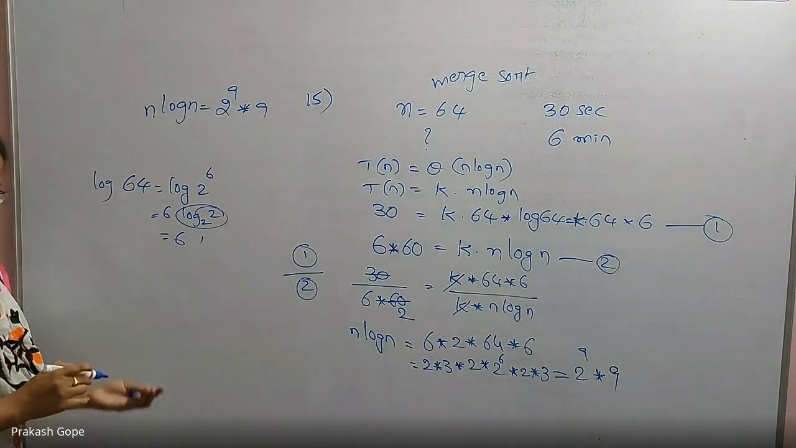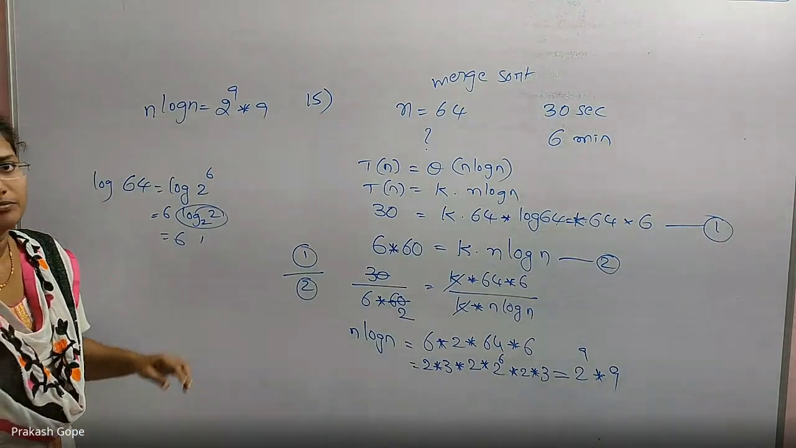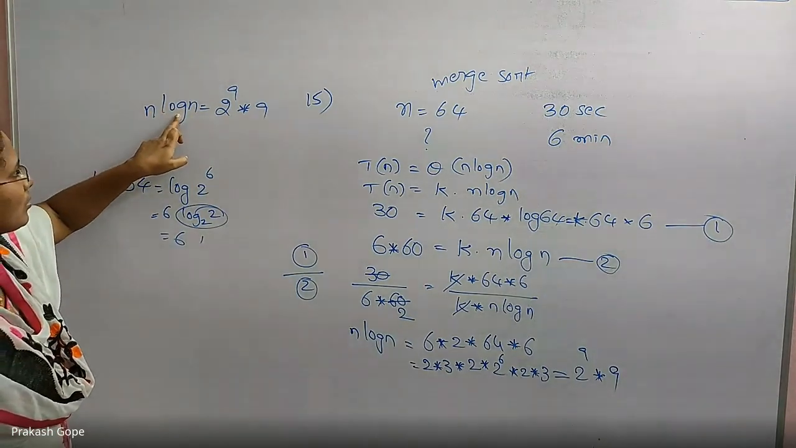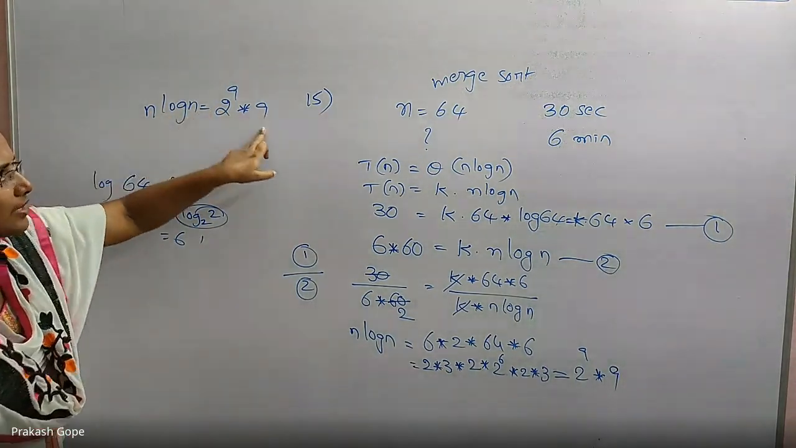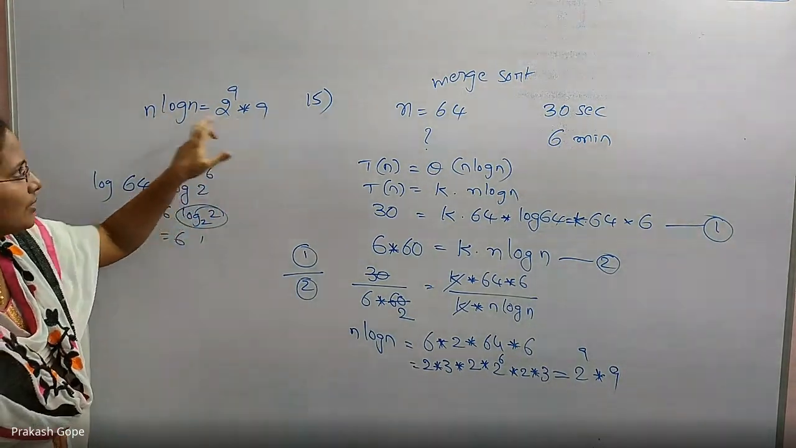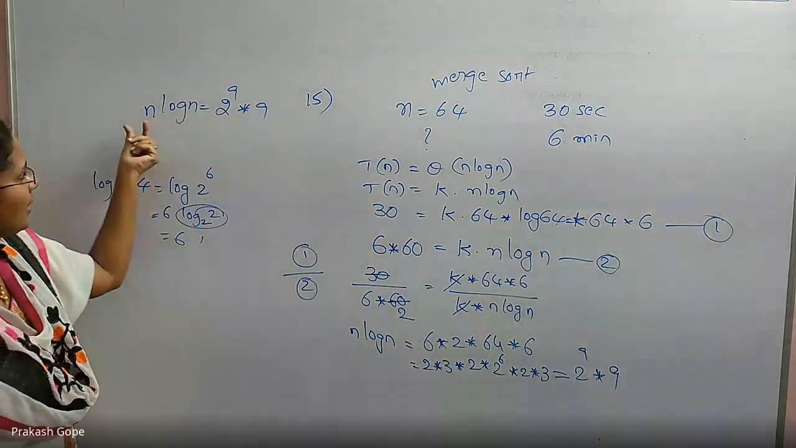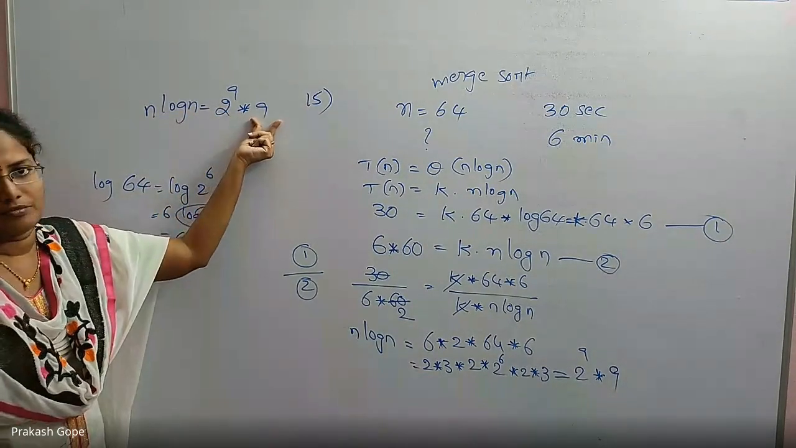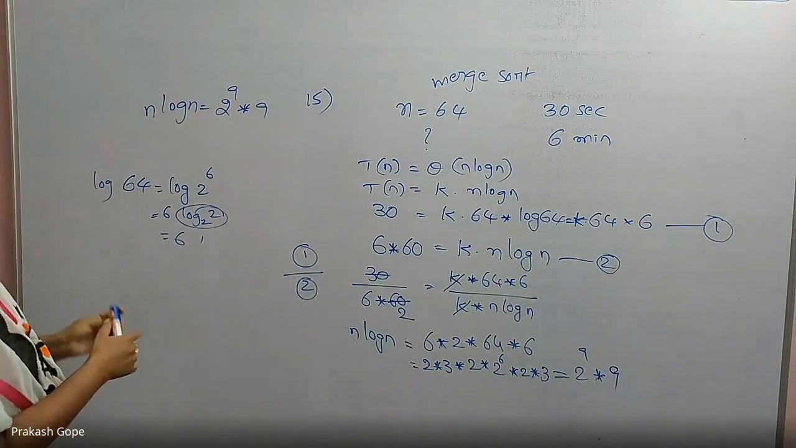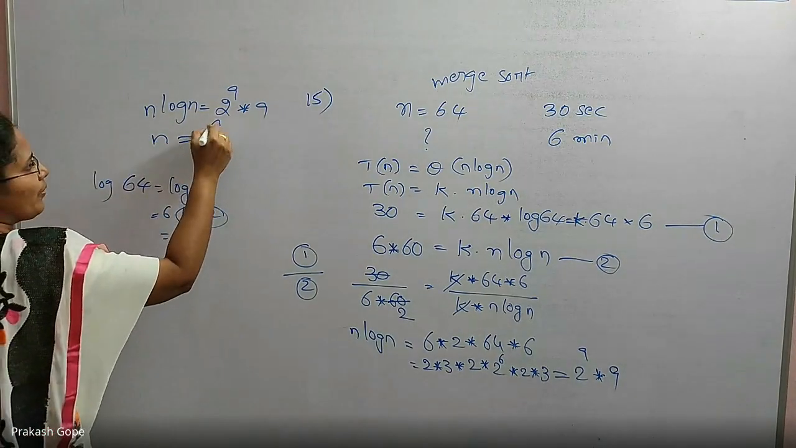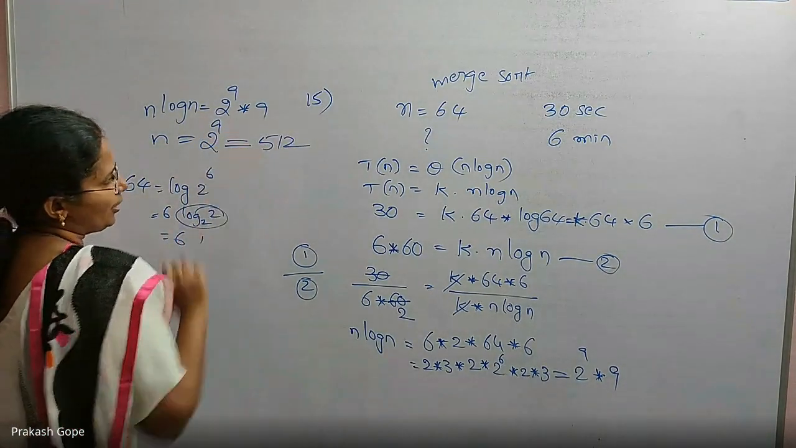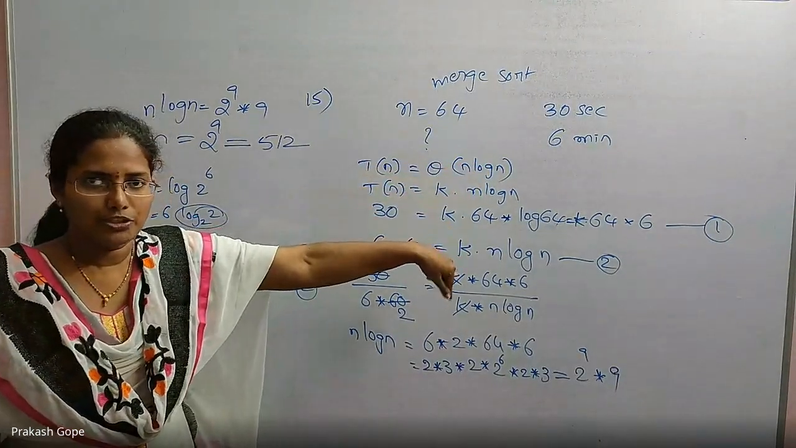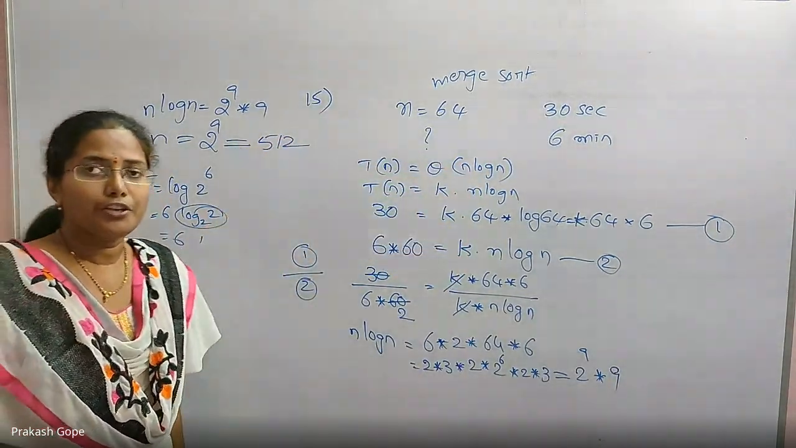What is the meaning? What is n now? If my n is 2 power 9, what is log n? Log 2 power 9 is definitely 9. So n into log n is equal to this, means n is 2 power 9, no doubt, because log 2 power 9 is 9. Matched. So n is 2 power 9, that is 512. So in 6 minutes time, by using the same merge sort, you can sort 512 elements.